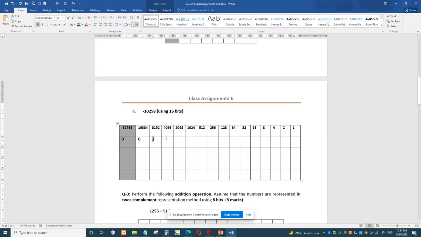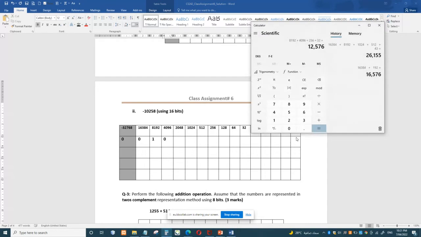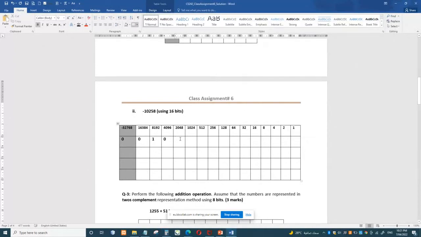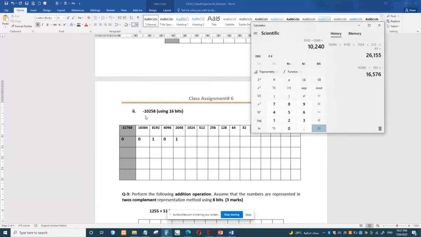So definitely we will not take 4096, so we'll put 0 there. If we take 2048, I think we can take 2048. So 8192 plus 2048 is 10,240. We are almost there, so we can take 2048, and this is 10,240, but our number is 10,258.